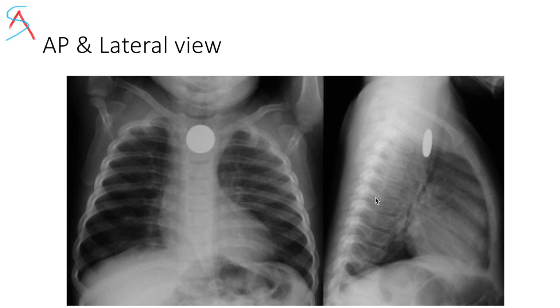Then the examiner will show you the lateral view. Here you can see that this is behind the trachea. This is the airway and it is behind it. In between the vertebra and the trachea is the esophagus. So mostly this coin is in the esophagus.